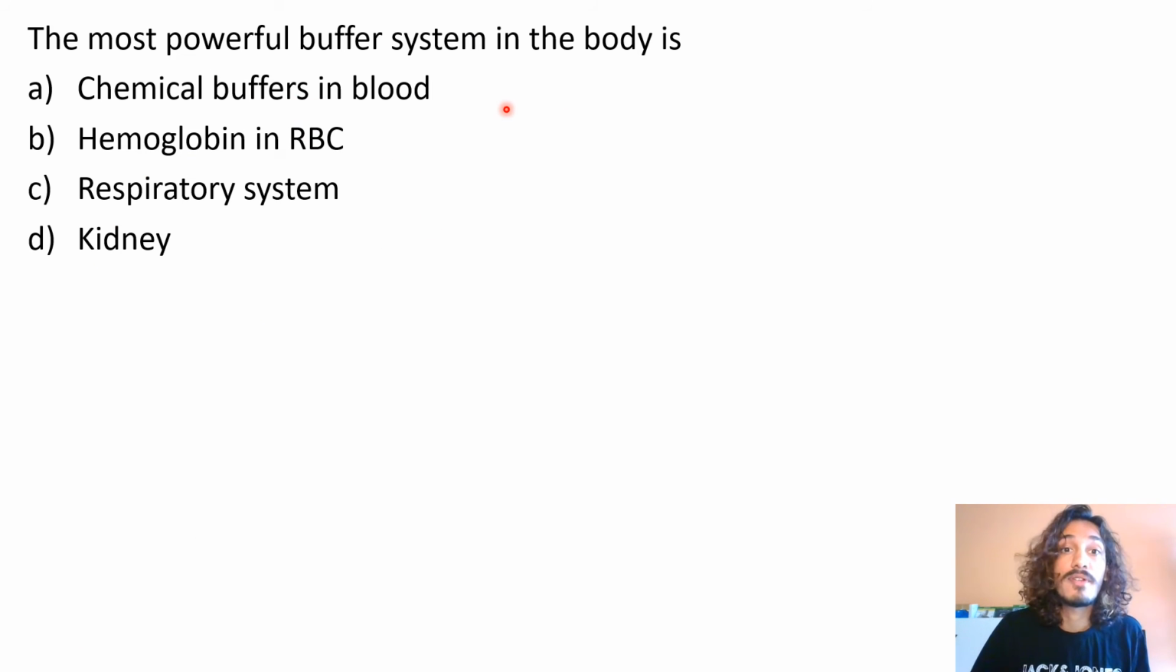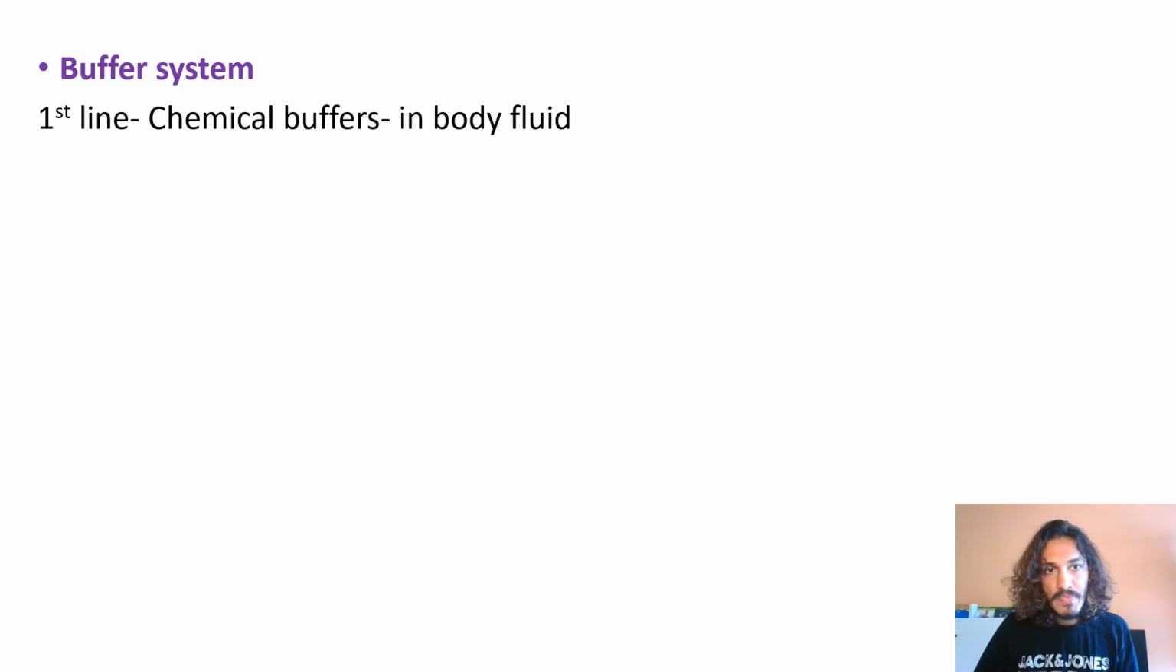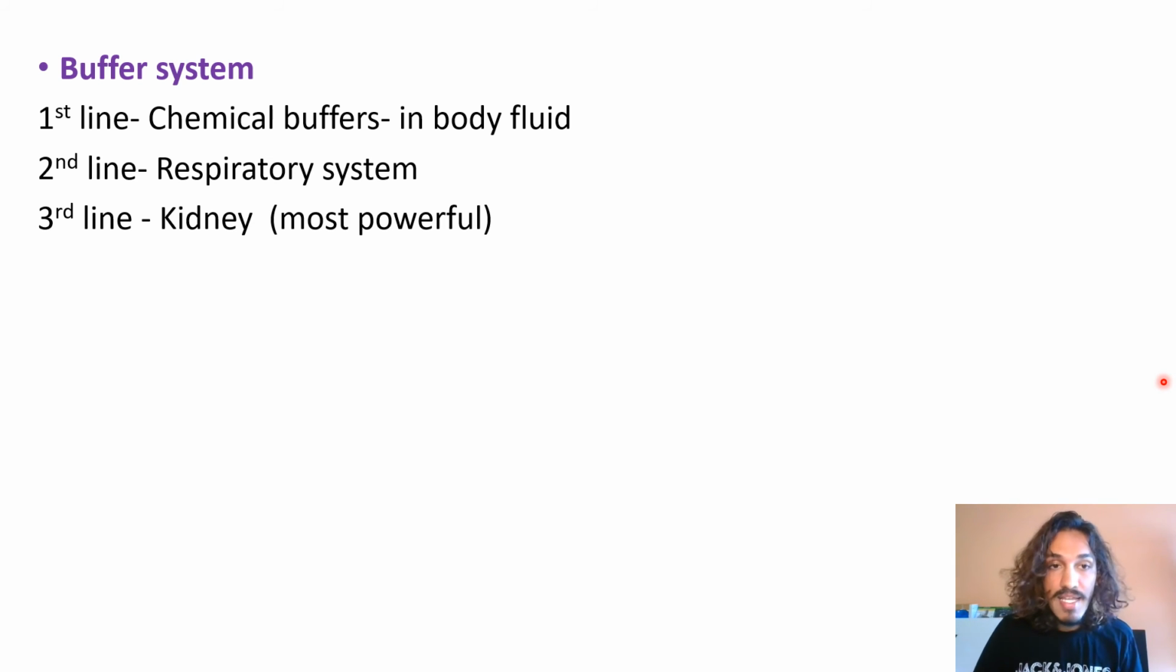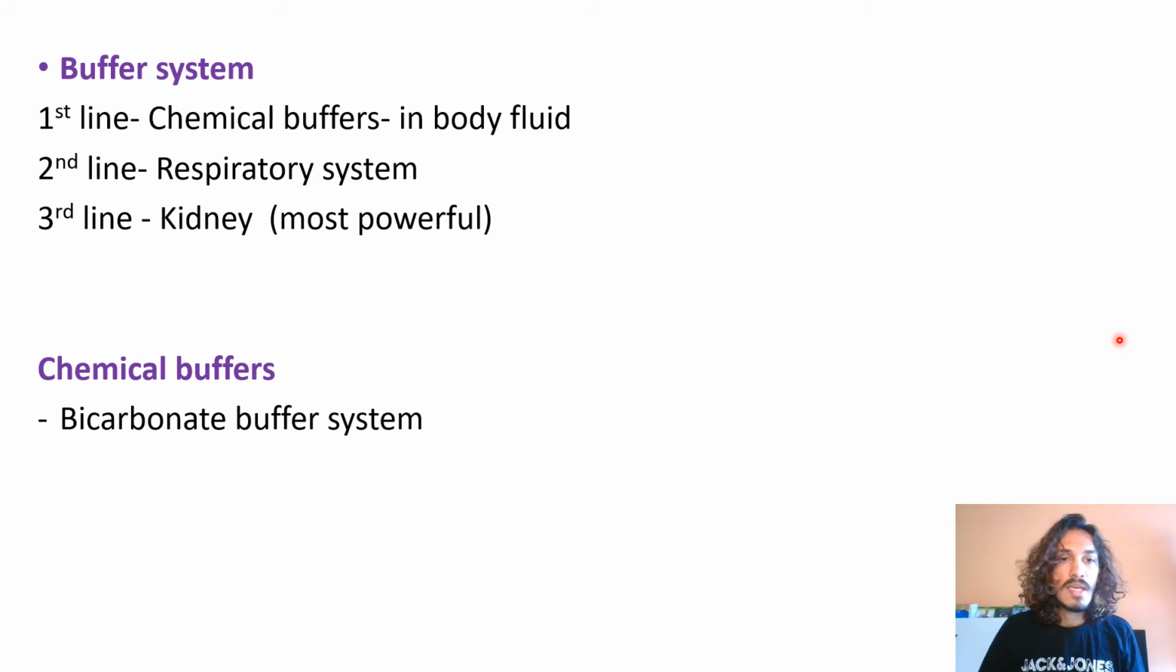The most powerful buffer system in the body is, the answer here is your kidney. Okay, so when you talk about the buffer systems in the body, the first line, when something changes, the immediate thing that takes care of it is your chemical buffers in the body fluid. After that, the second line is your respiratory system, and the third line, the most delayed one, is your kidney, yet it is the most powerful one. So when you talk about chemical buffers in more specificity, the bicarbonate buffer system is the most important one. So in the chemical buffer system, if the same question was asked, the answer would be bicarbonate buffer system.